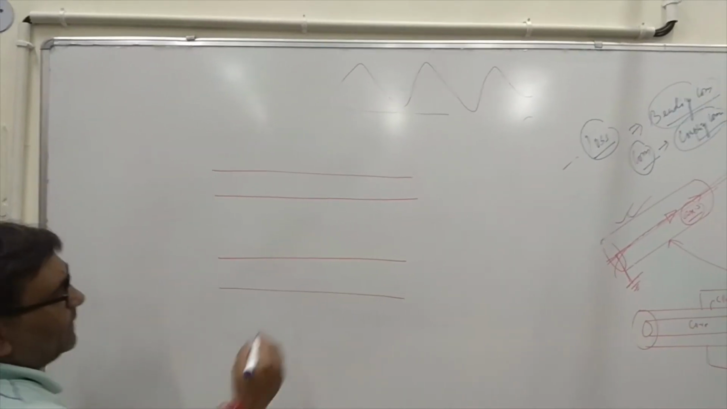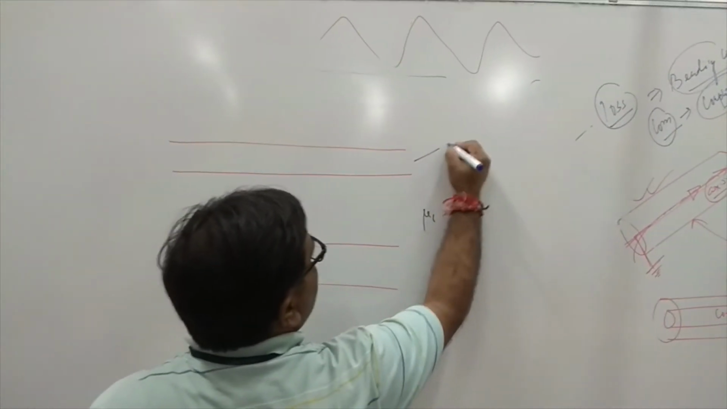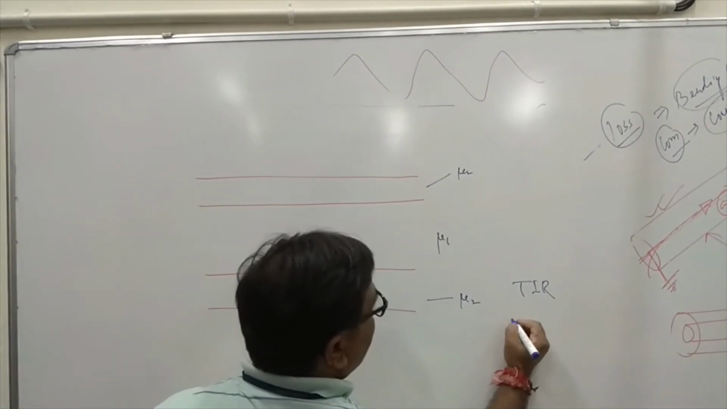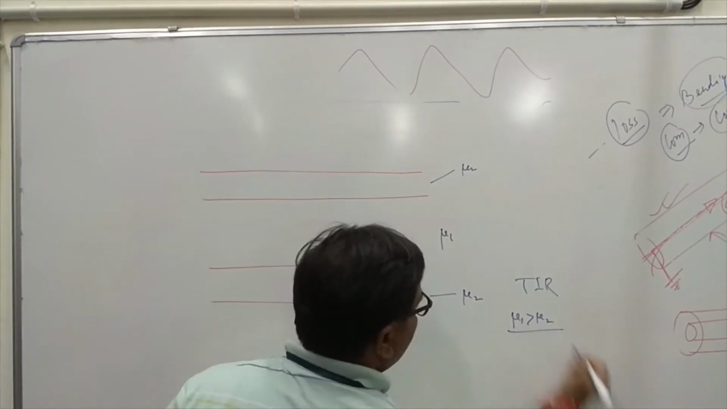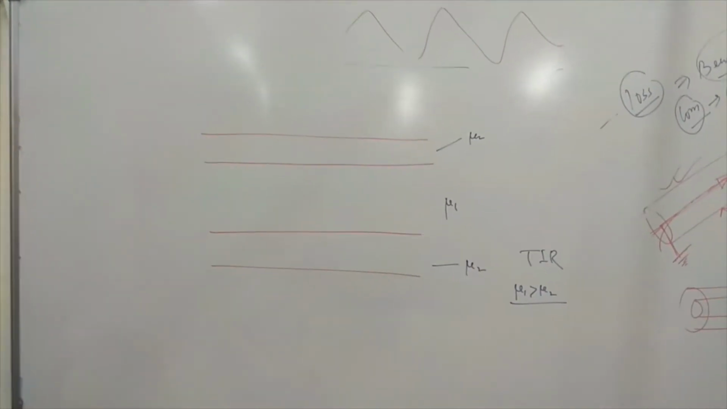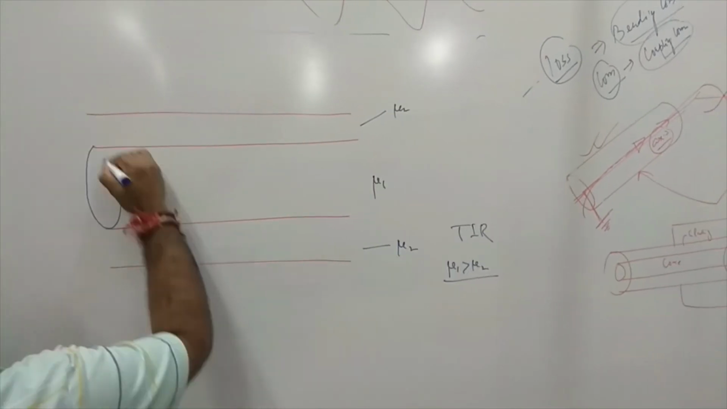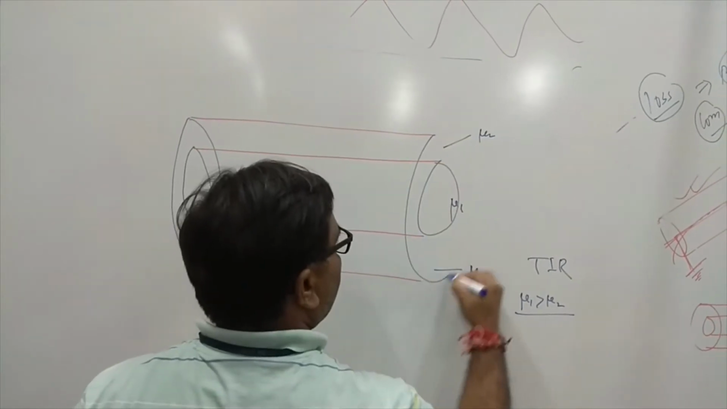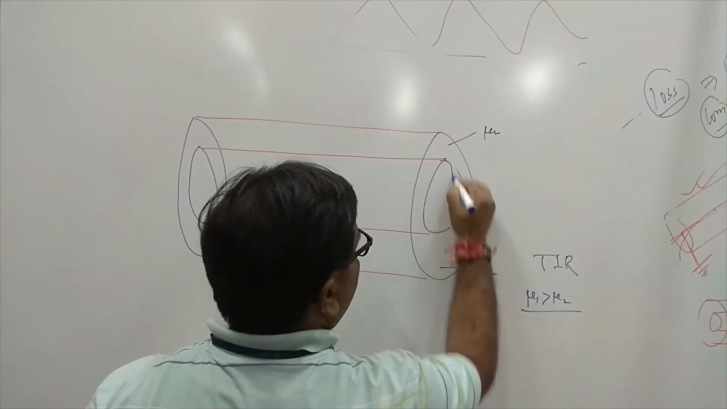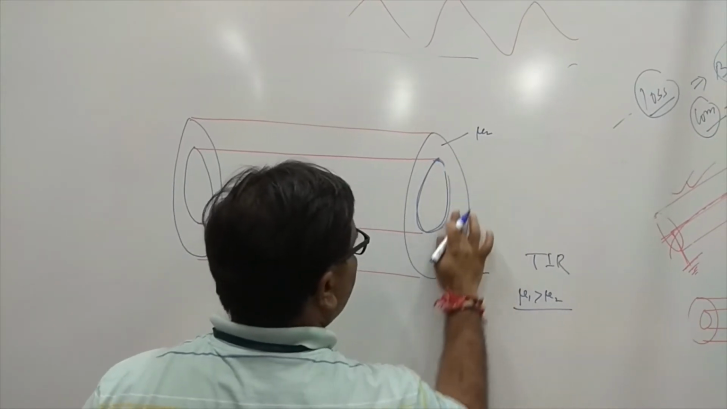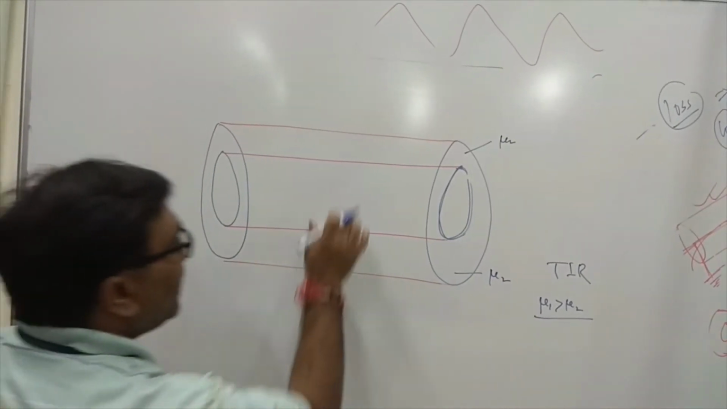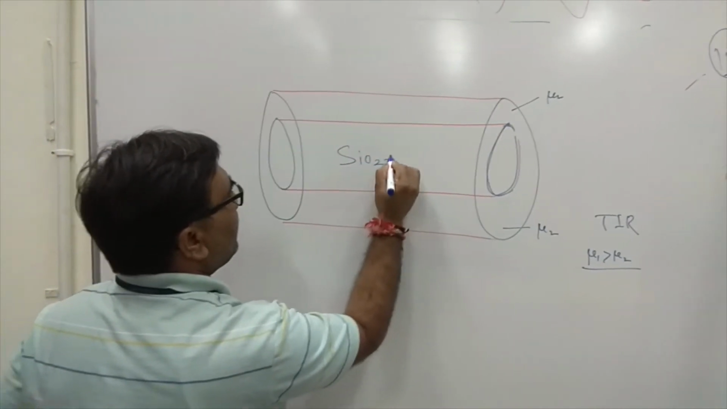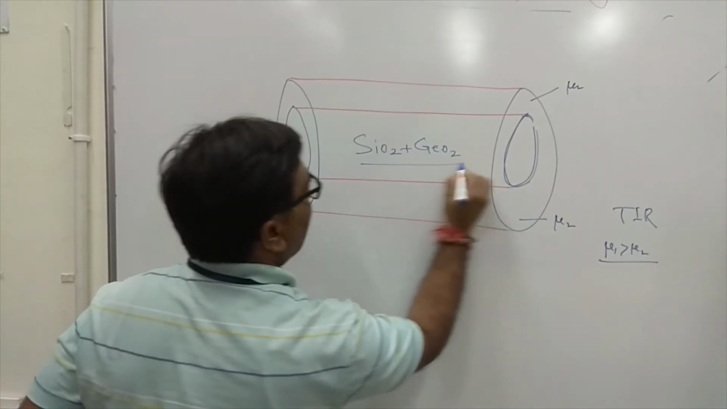Since we know the refractive index of the core is mu1 and the cladding is mu2, for TIR we know that mu1 is greater than mu2, right? So how can we remember? Now see, this refractive index is higher. Why higher? Always remember SiO2 plus GeO2, germanium oxide and silicon oxide.